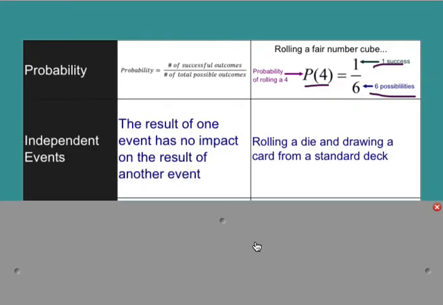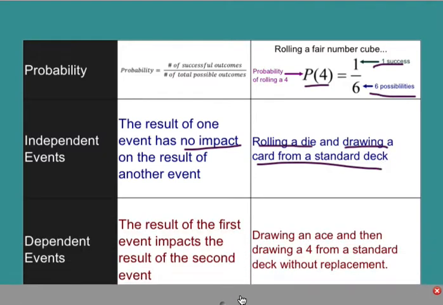Let's talk about independent events. When we're doing independent events, the result of one event has no impact on the result of the second event. They don't affect each other at all. When we were talking about rolling a die, that was an independent event. Another example would be rolling a die and drawing a card. Those are two separate things. They don't affect each other.